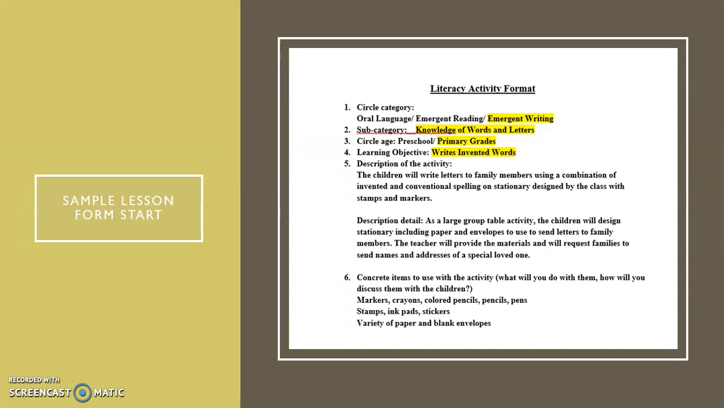You don't have to go into too much detail. It does say what will you do with them. I think it's pretty obvious. So markers, crayons, pencils, pens, stamps, ink pads, stickers, a variety of paper. Because I already wrote what students would be doing in my detailed description of the activity, I didn't need to go into too much detail in concrete items. But if you have a random item and it's not clear what it's used for, you may want to describe it here.